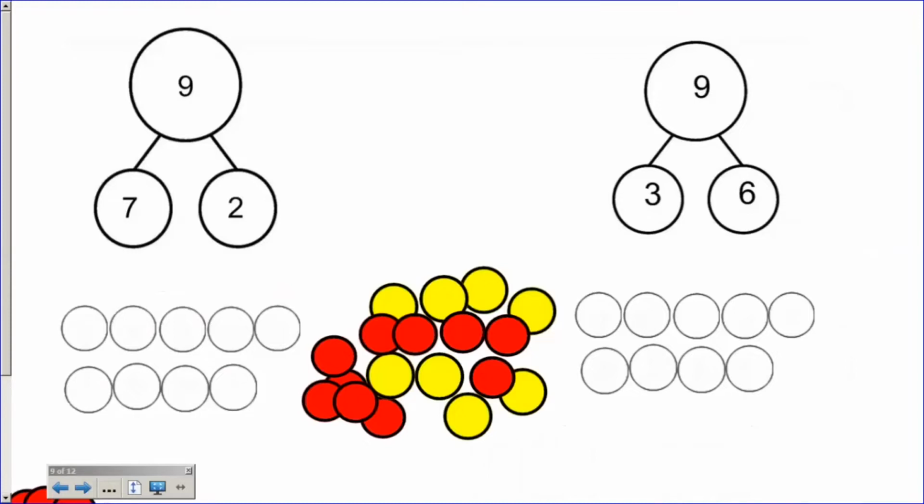Now, I just have some number bonds here, and I would like to use my counters to show what I have in my number bond. So I have 9 circles all together. To use the counters to show the parts, I would look at my first part, 7, and I would put out 7 red counters.